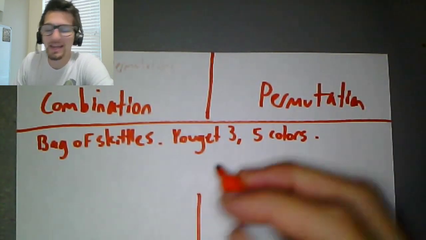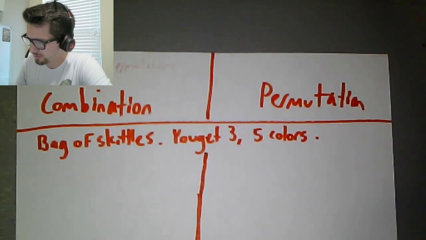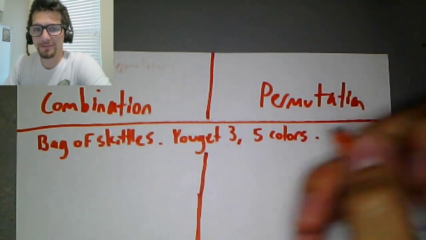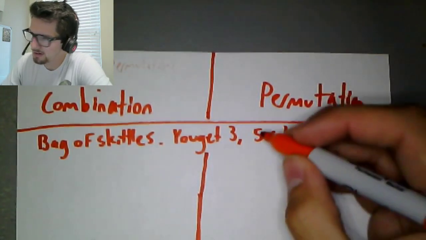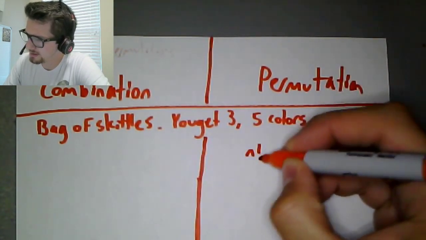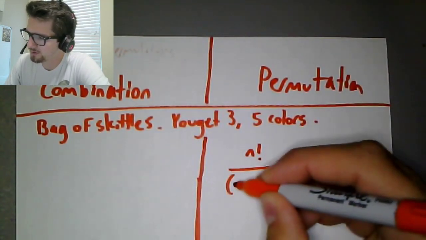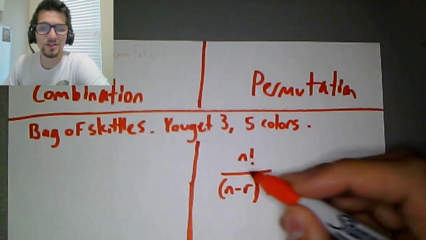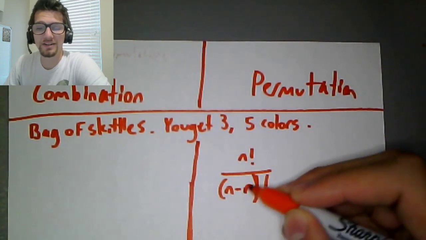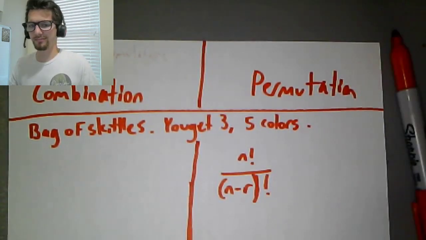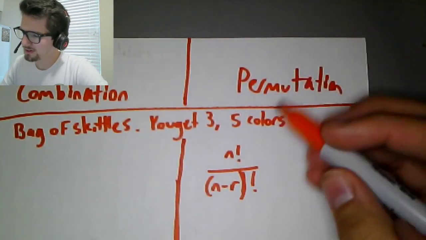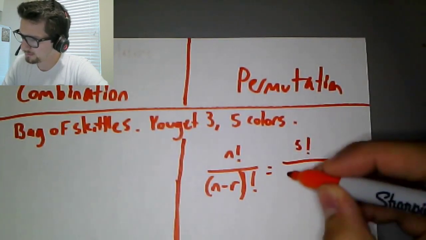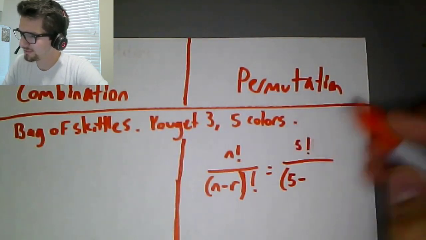Okay, so if we're doing a permutation, which is what we started with, permutation means that the order does not matter. And if the order does not matter, our equation is n factorial over n minus r factorial. So n is the stuff we have, and r is the amount of slots. So if I plug those numbers in, I have 5 colors, so I'm going to plug in 5 for all my n's, and I have 3 slots.